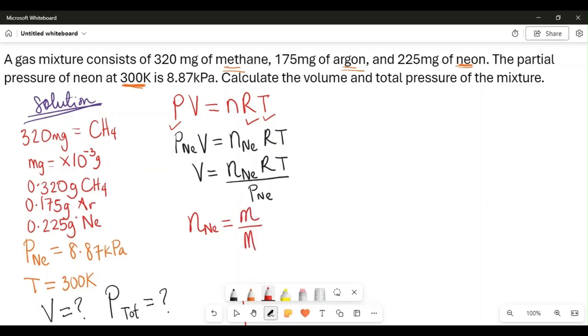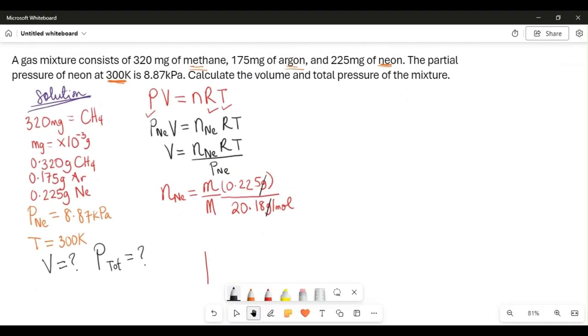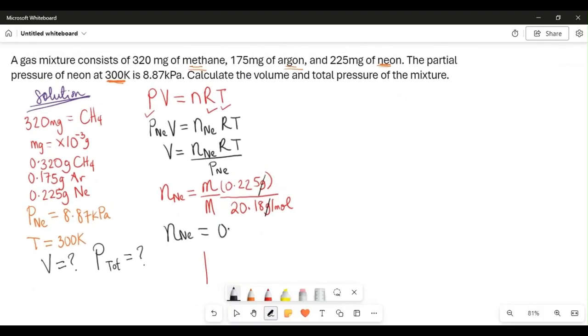We have the mass of neon to be 0.225 grams, and we have the molar mass of neon to be, even though we don't have this information on the screen, you can just Google it, which is what I'm going to do, or you can use your periodic table. So the molar mass of neon is 20.18 gram per mole. So we insert this in a calculator, we cancel out the grams, and we get 0.11150 mole. So we've determined the number of moles of neon.